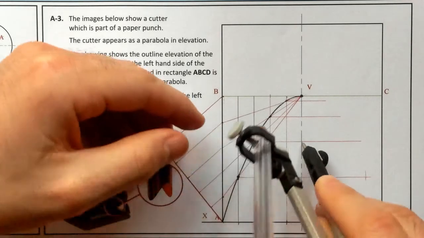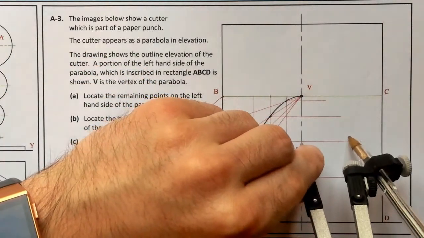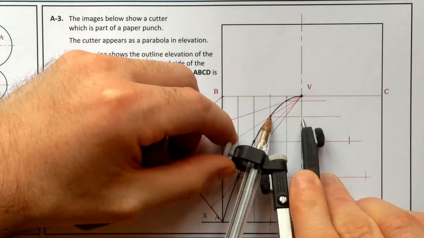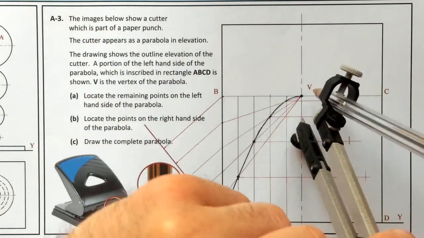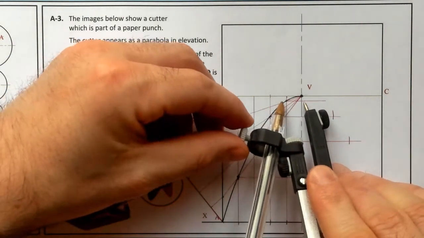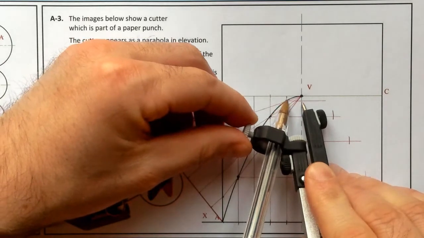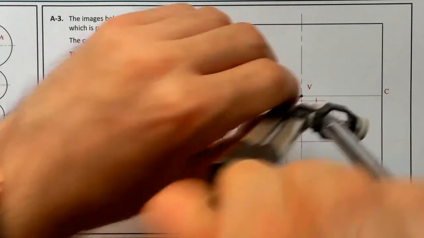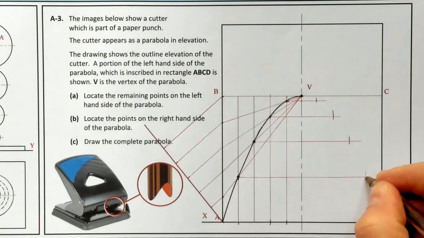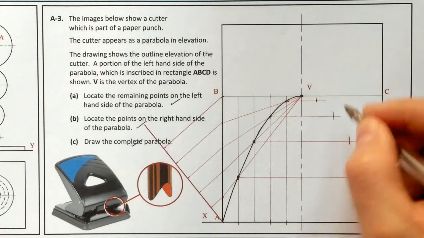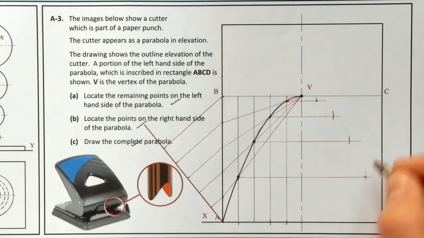Same thing here, take that distance, mark it out. Likewise, next point, take that distance, mark it out. And finally with the very, very last one, hopefully my compass reaches it, I think it will, just about there, as you can see. And I'm going to mark that out on the opposite side, and there we have it. So I've located now the points on the right hand side, so tick that, draw the complete parabola. So now it's just simply a case of sketching the parabola in.